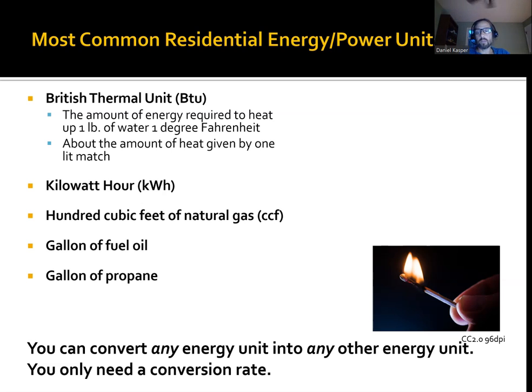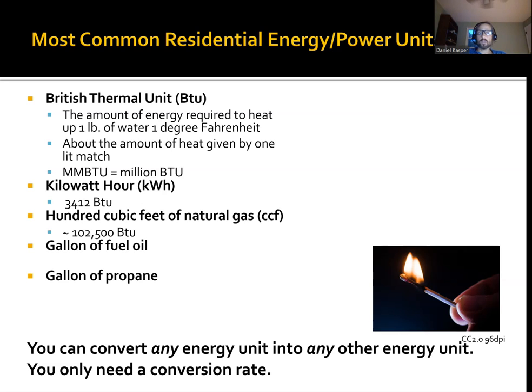If you want to think about how to wrap your mind around it, if you take a wooden match and let it burn all the way down, that's about 1 BTU worth of heat. You definitely need to know that an MMBTU is the abbreviation for 1 million BTUs. MMBTU is something you see in the energy field all the time, and that's 1 million BTUs. A kilowatt hour is our electrical energy unit, 3,412 BTUs.